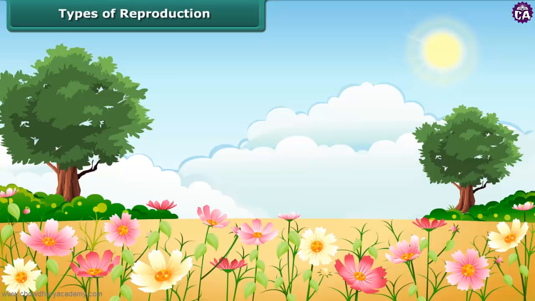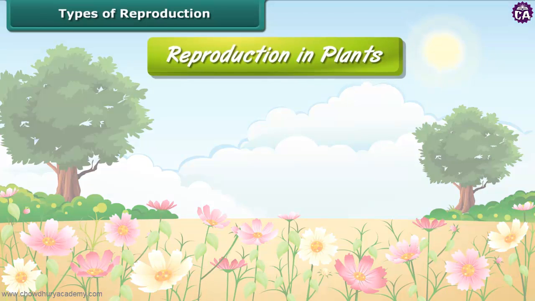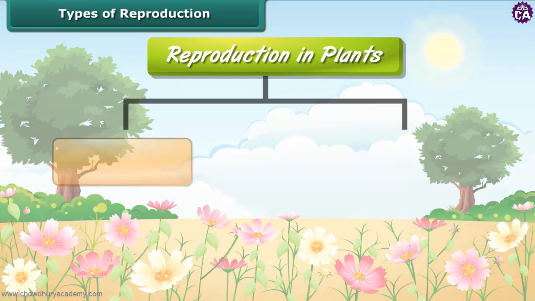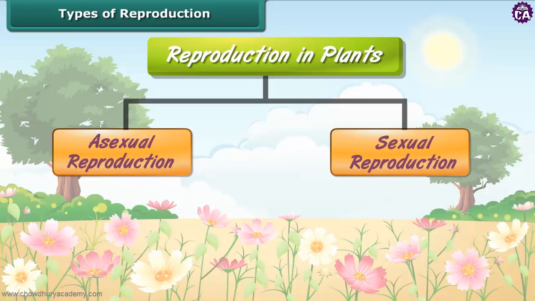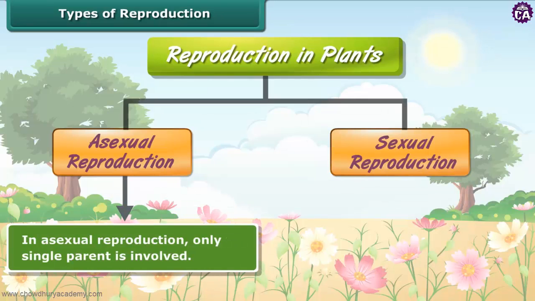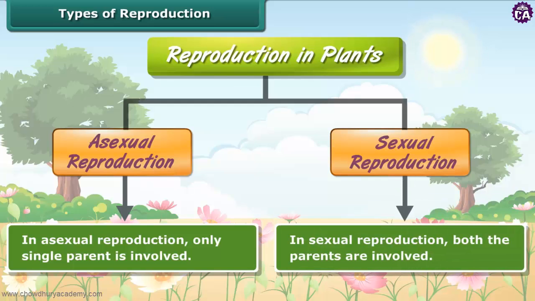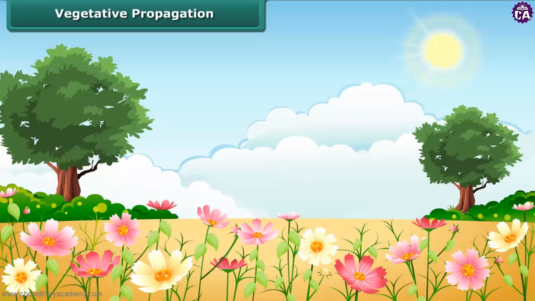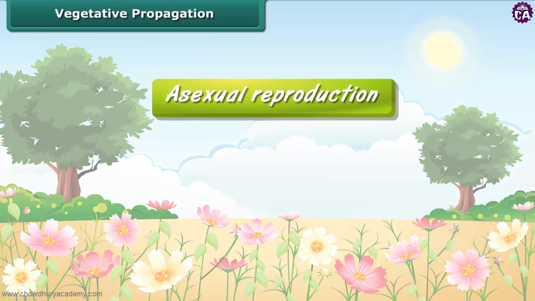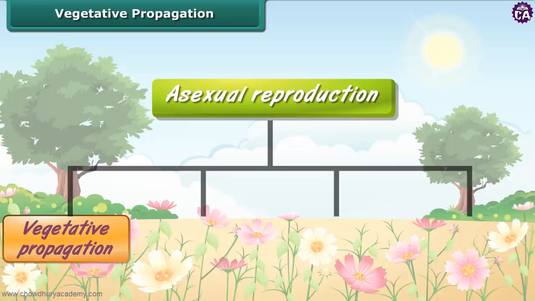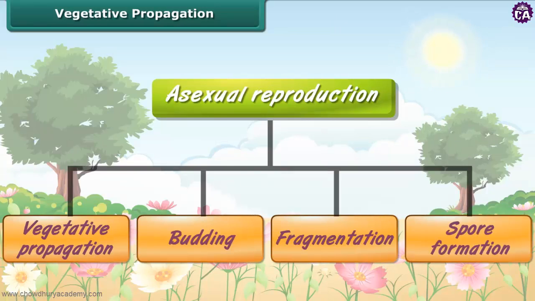Types of reproduction. Reproduction in plants can be achieved through two ways, namely asexual reproduction and sexual reproduction. In asexual reproduction, only single parent is involved, whereas in sexual reproduction, both the parents are involved. Let's study about them in detail. Vegetative propagation. Different methods of asexual reproduction are vegetative propagation, budding, fragmentation, and spore formation.